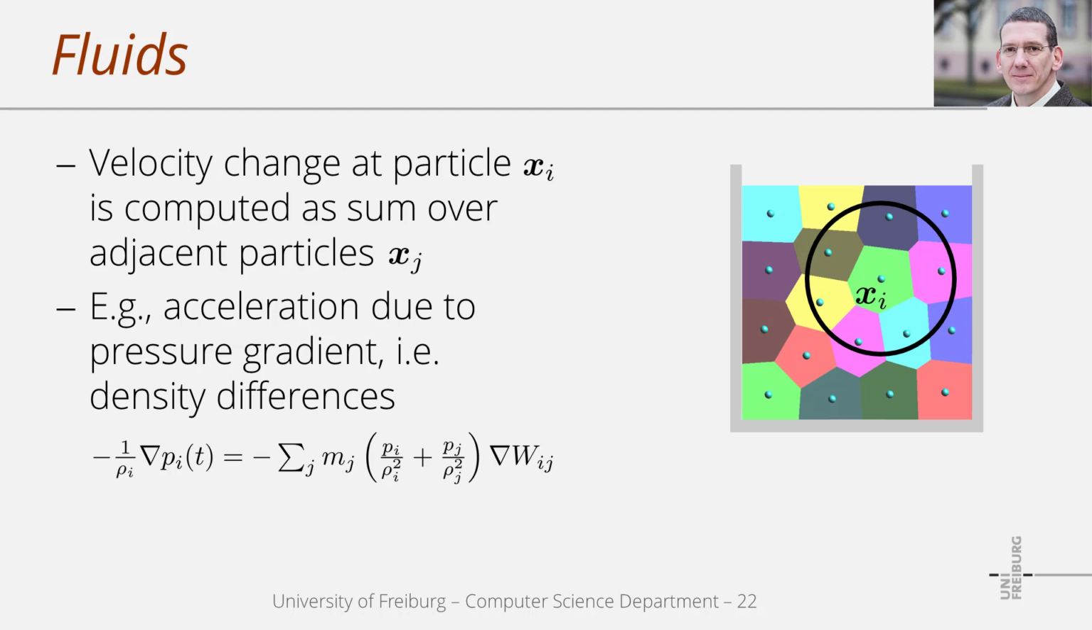An example is given here for the computation of the pressure acceleration with SPH. On the left-hand side, we see the acceleration term from the Navier-Stokes equation, and on the right-hand side, we see its SPH approximation with a sum over adjacent particles. M is the mass of a particle, P is the pressure at a particle that is computed from the compression of a particle, Rho is the particle density, and W is a so-called kernel function that governs the contribution of each particle to the final sum.